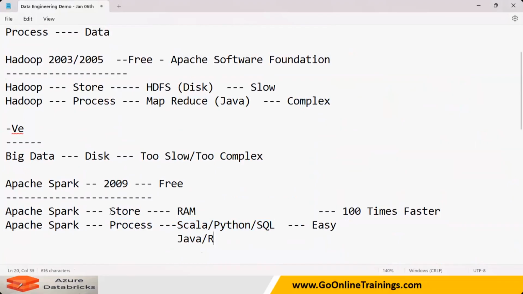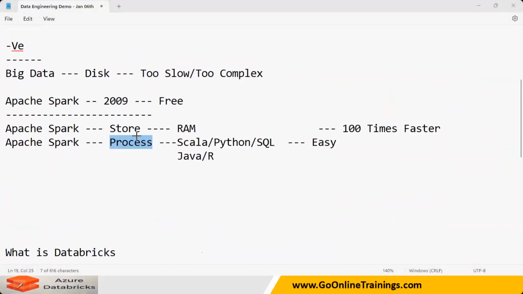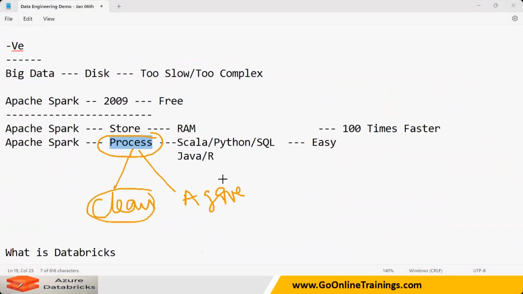So you have the data in the RAM to process. What kind of operations are we going to do when processing? Processing means we are going to do two operations. One is data cleaning work, and the other is data aggregation work. Clear? So two operations we are going to do with the data.